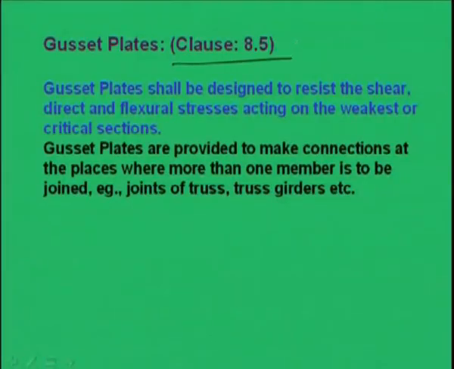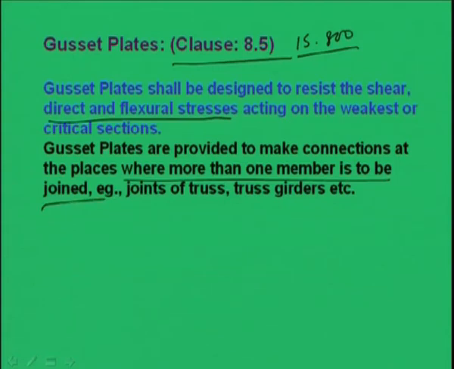This gusset plate has been discussed in clause 8.5 of IS 800. The clause says that gusset plates shall be designed to resist the shear, direct and flexural stresses acting on the weakest or critical section. So we need to design the gusset plate to resist the shear, direct and flexural stresses. And as we said, gusset plates are provided to make connections at places where more than one member is to be joined. That means joints of trusses, truss girders, etc.